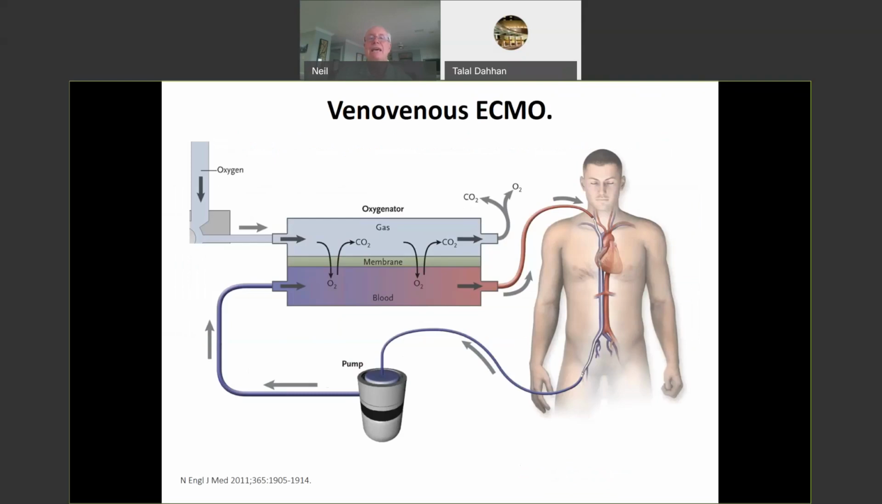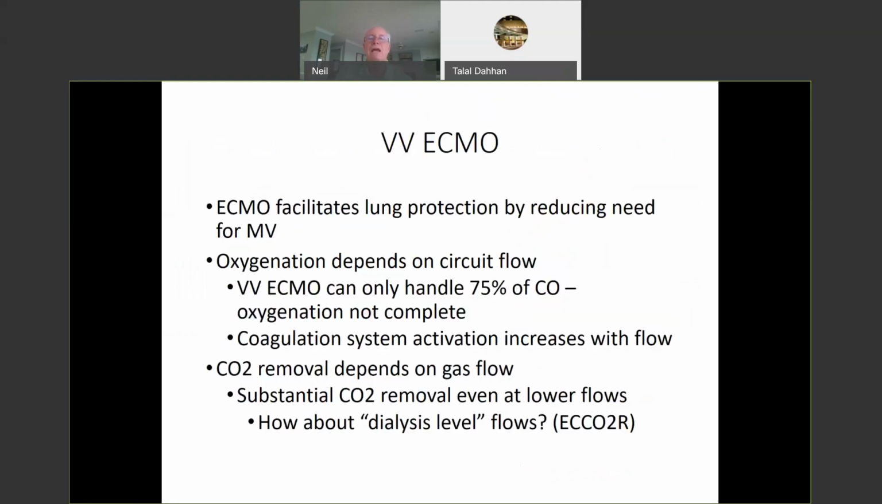And then finally, VV ECMO. I don't have time to go into VV ECMO. You all are experienced ICU docs. You know about VV ECMO. It facilitates lung protection. That's its main goal. Facilitates lung protection by reducing the need for mechanical ventilation. There's nothing curative about ECMO. It buys time, helps you protect the lung better.